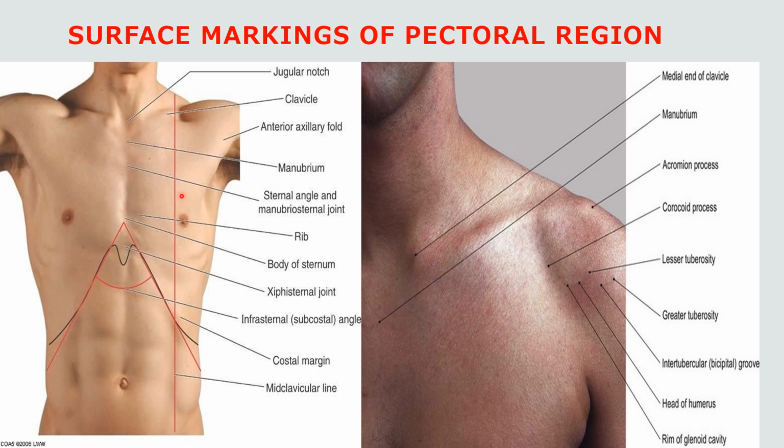So these are the surface landmarks of the pectoral region. One is the clavicle, the other is the suprasternal notch or the jugular notch. Number 3, the sternal angle of Lewis between the body and the manubrium of the sternum. Then the infraclavicular fossa below the clavicle. Then the coracoid process of the scapula and the nipple.